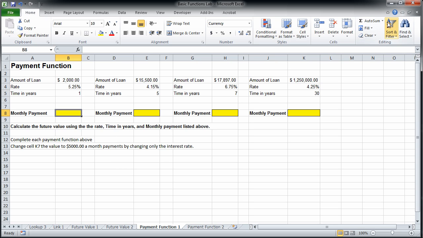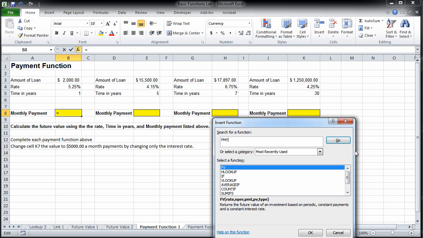Well, the function I want to use is called a payment function. And this is really very, very similar to the future value function. The only difference is with the future value function, I was saving my money. In this case, the bank's loaning me money and they expect something in return. What they expect is $2,000 plus whatever the interest is on the $2,000 while I paid for the loan. So I'm going to go ahead and say go.